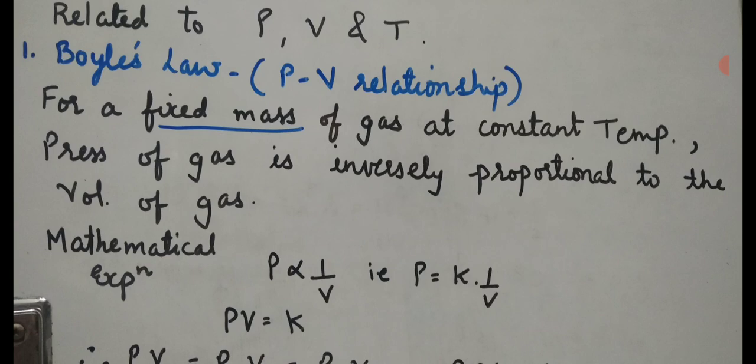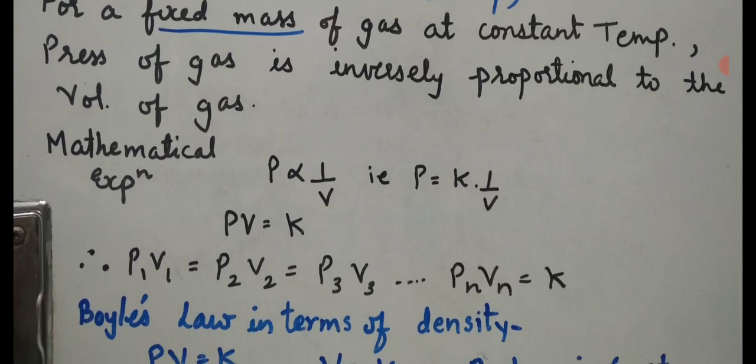Hence, mathematically, we can write that P is proportional to 1 upon V. That is, P is equal to, now when you want to cancel proportionality, you will get a constant. So P is equal to K into 1 upon V. Taking V on the other side, you get PV is equal to constant. The meaning is, according to Boyle's law, you will get the product of pressure and volume as constant.